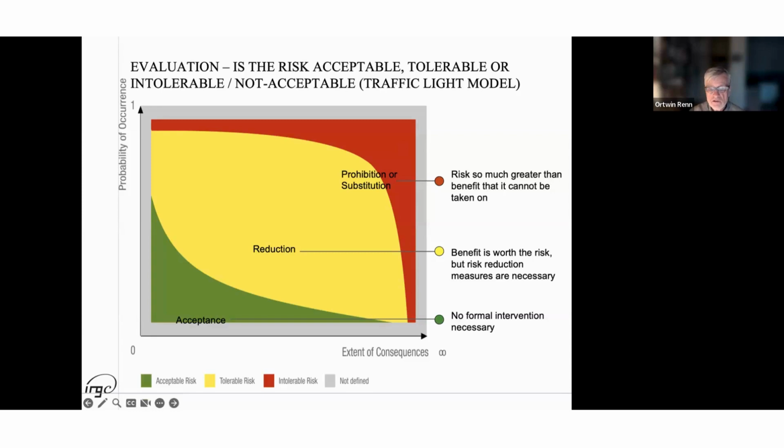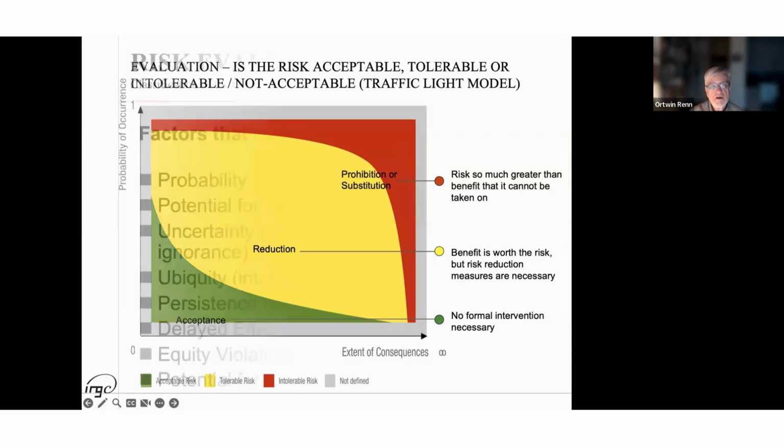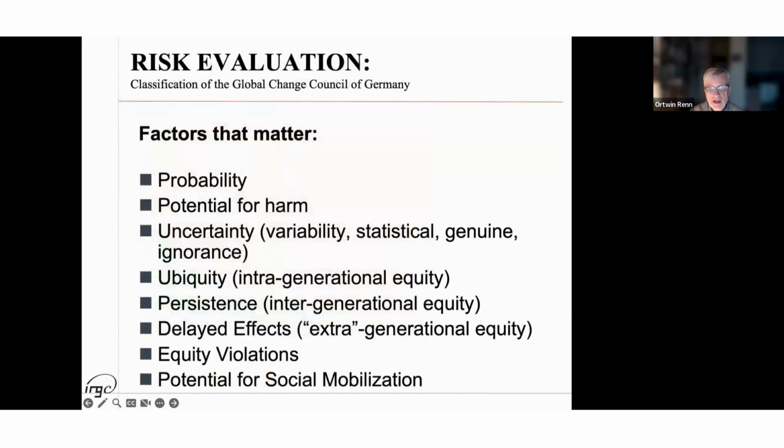And then if we go into risk management, we can see that we have different risk evaluation or management criteria. Those are the factors that matter. So it's probability, and the potential for harm. Those are the classic ones. But we also have to look at how much uncertainty we have. If we have a very highly uncertain risk, do we really want to give a crude estimate for the potential of harm or probability, or should we take a more precautionary approach?